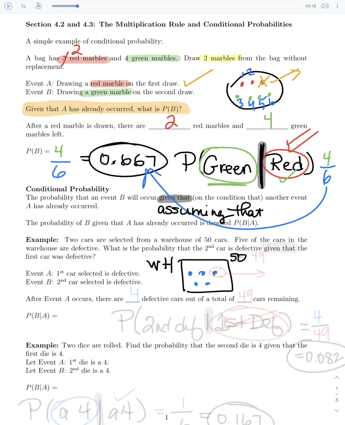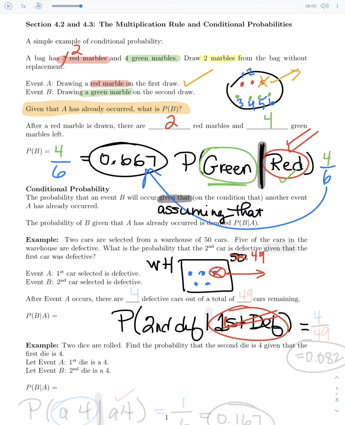Okay. So what they're asking me to find is the probability that the second car is defective given that the first car was already defective. So the thought is you have to assume that the first car they selected was already defective. So this defective car was selected and it was taken out of the warehouse. That has already happened, so let's check that off. But you did take a car out of the warehouse. There aren't 50 anymore. There are now 49. So what are your chances of this next one also being defective?